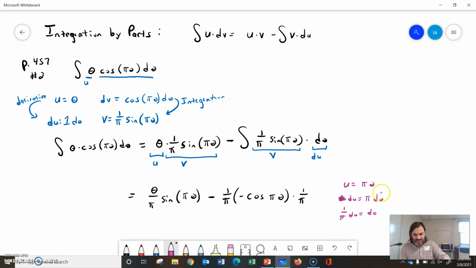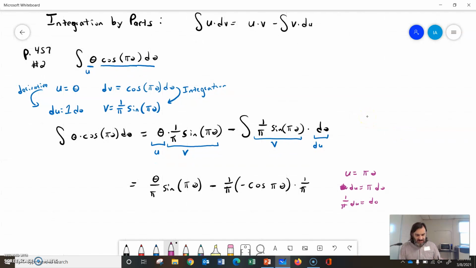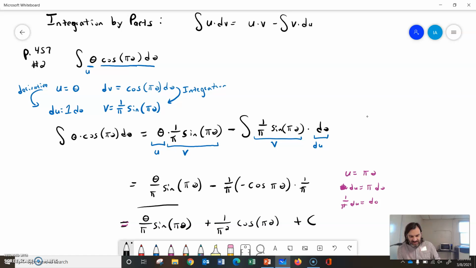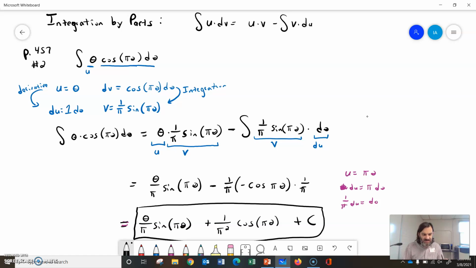So that's where the integration comes from, with the theta out front. So let me slide this up just a little bit because I'm going to clean it up, because we are done. We do need to do one more thing technically. So this will be theta over pi sine of pi theta, and I've got two minuses here, so we'll change that to plus, and I've got 2 pi's on the bottom, so 1 over pi squared cosine of pi theta, and then we really need a plus c out at the end of it to show us that it's an indefinite integral.